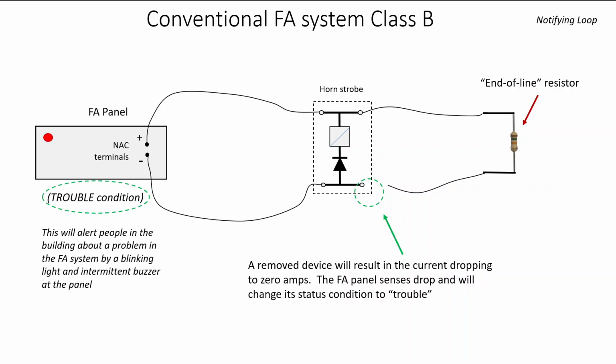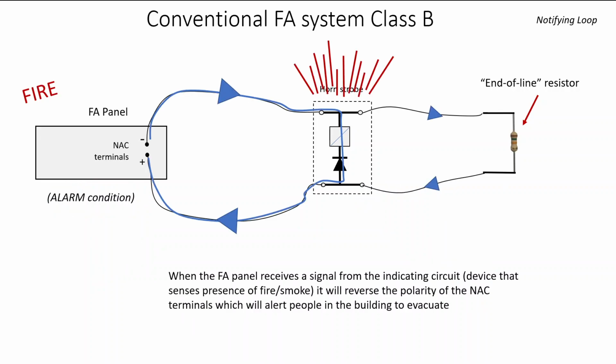Now, what will happen when the fire alarm panel goes into alarm? Well, when it goes into alarm, it will change or flip the polarity of the two terminals for the NAC circuit, and that will then allow for the diode to go into forward bias and allow current to flow through the notification appliance, therefore alerting everyone to egress or evacuate the building.